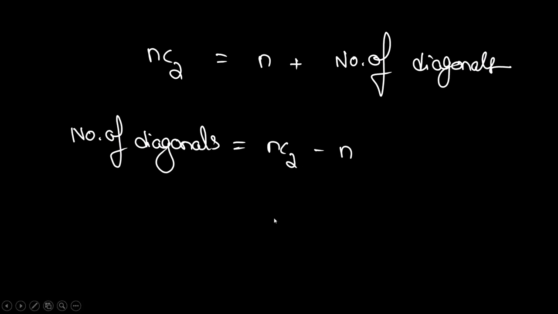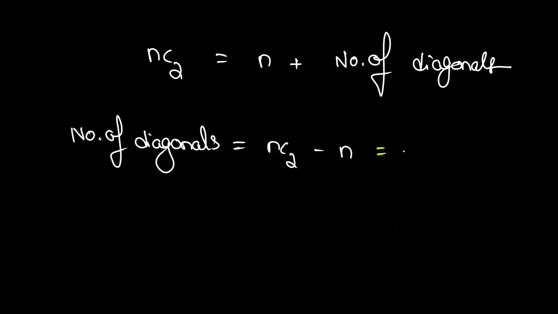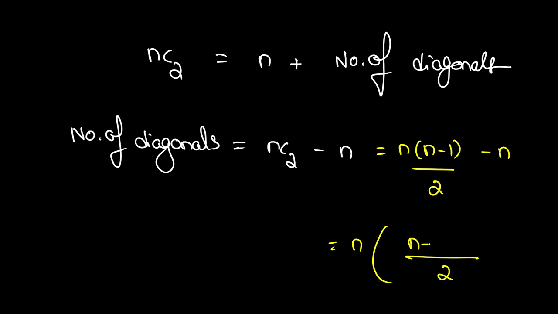But when you search in Google or textbooks, the formula will look different, because what is nC2? n into n minus 1, divided by 2. You take n common and take the LCM: n times (n minus 1 minus 2) divided by 2, since the minus 2n will go there. This is nC2 minus n. Yes, perfect.